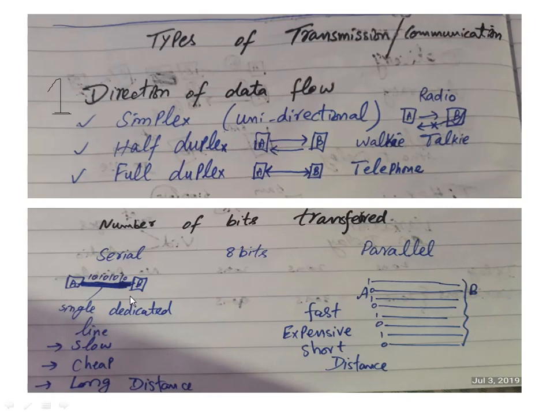Serial communication is used for long distance transmission, and parallel communication is used for short distance communication. Because there are 8 dedicated lines, it will be difficult to assign the 8 dedicated lines over a long distance. That's why it is useful for short distance.